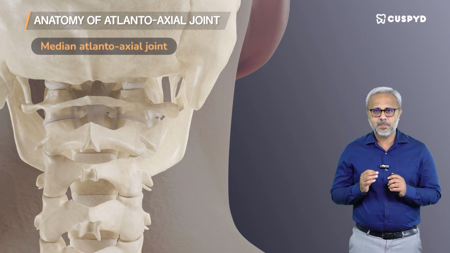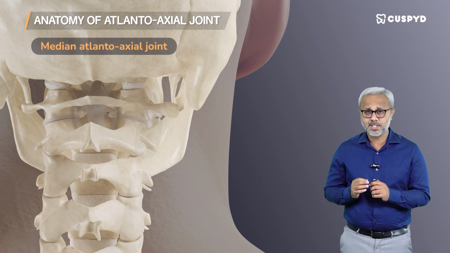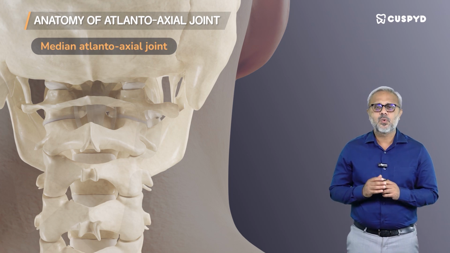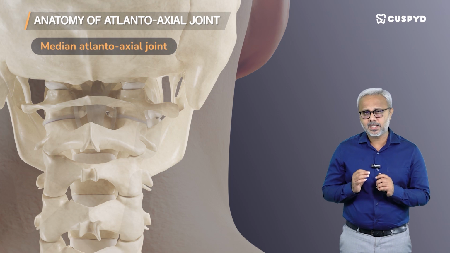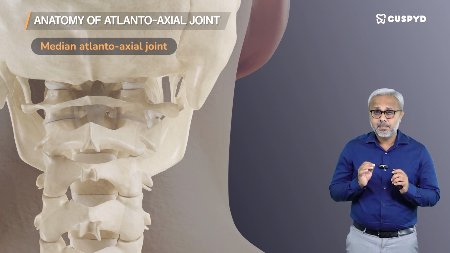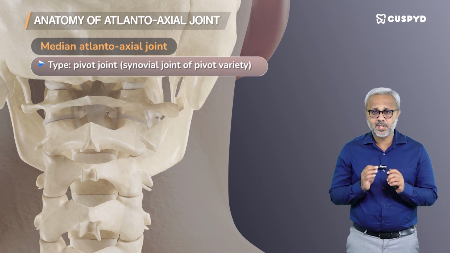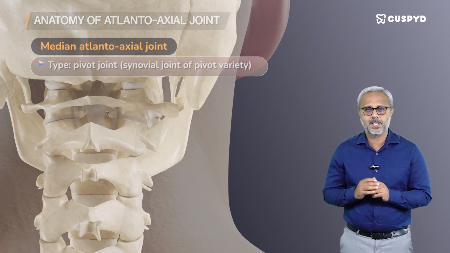Again, what type of joint it is, what are the articular surfaces, the ligaments, movements and muscles responsible. What type of joint is the median atlantoaxial joint? The median atlantoaxial joint is a pivot joint. So it's a synovial joint of pivot variety.